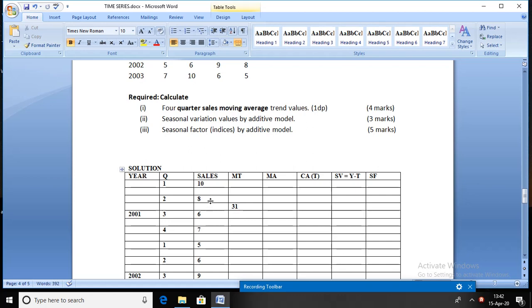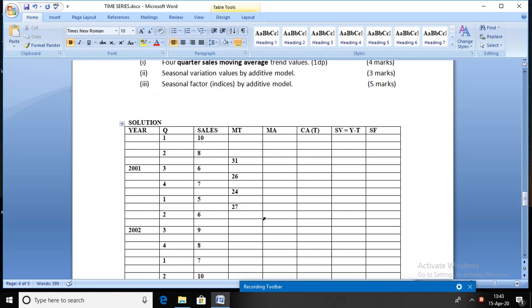Then add the next set of 4 there, 8, 6, 7, and 5. The total should be 26. Add the next set of 4, 6, 7, 5, 6. The total should be 24. The next set of 4 should be 7, 5, 6, 9. The total should be 27. The next set of 4, that's 5, 6, 9, 8. The total should be 28.